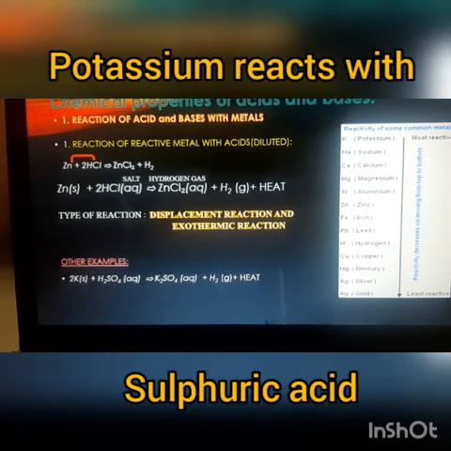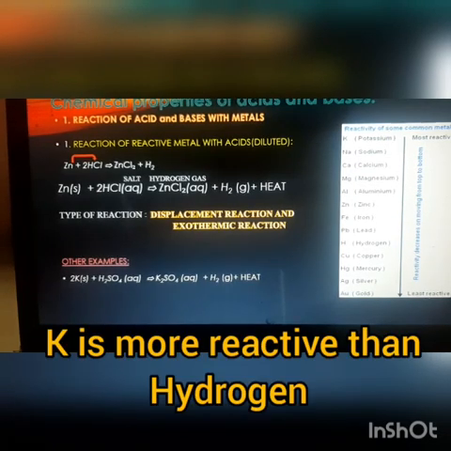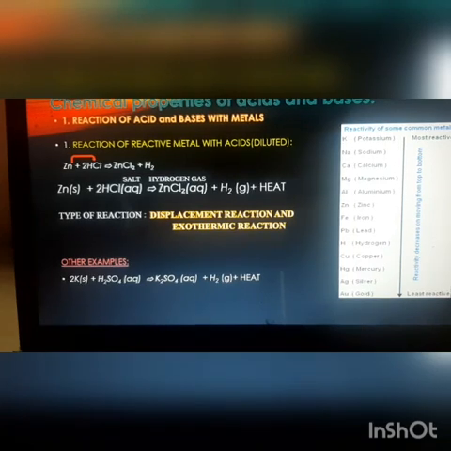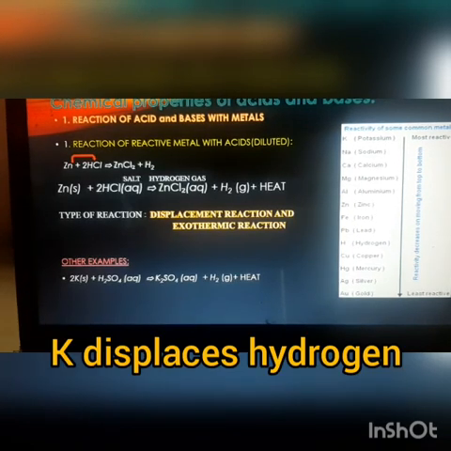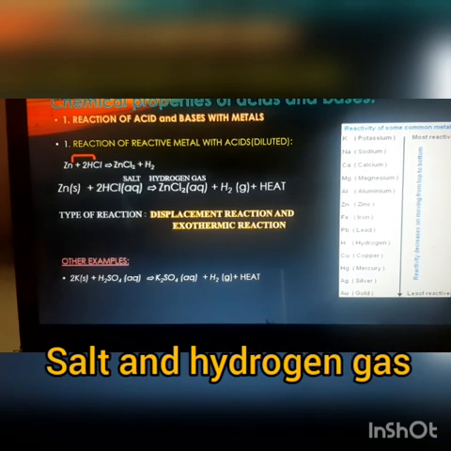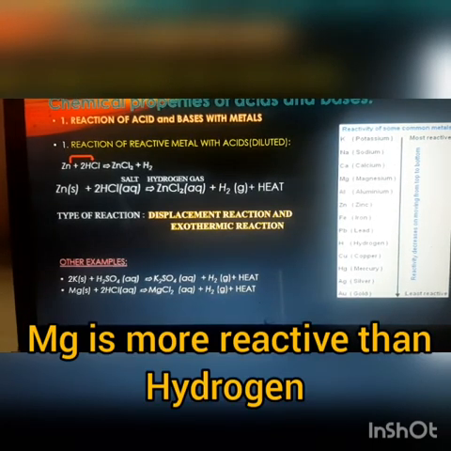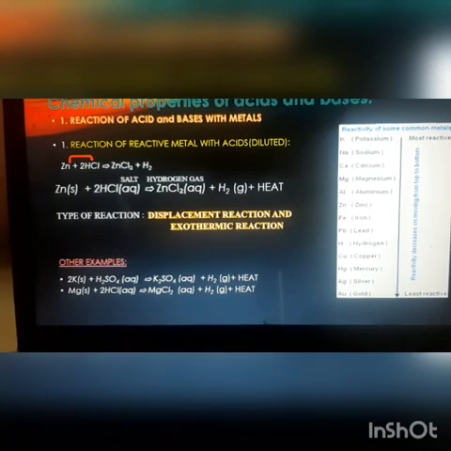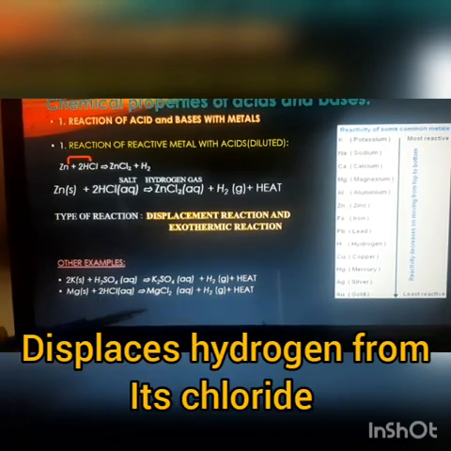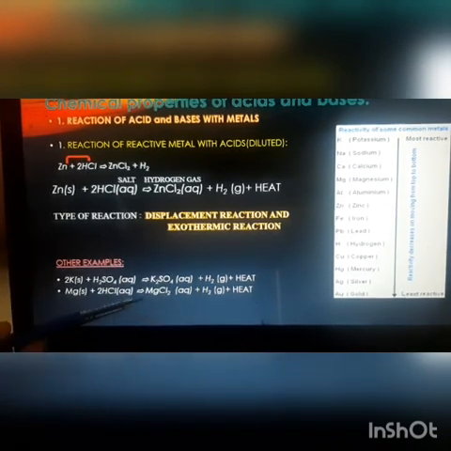Now we will see the chart, the reactivity series. Here potassium is more reactive than hydrogen. So what will happen? Potassium will displace the hydrogen and form potassium sulfate, and hydrogen gas is evolved. Similarly, we can see when magnesium reacts with hydrochloric acid. Magnesium, being more reactive than hydrogen, displaces the hydrogen and forms magnesium chloride and hydrogen gas. These both are salts.